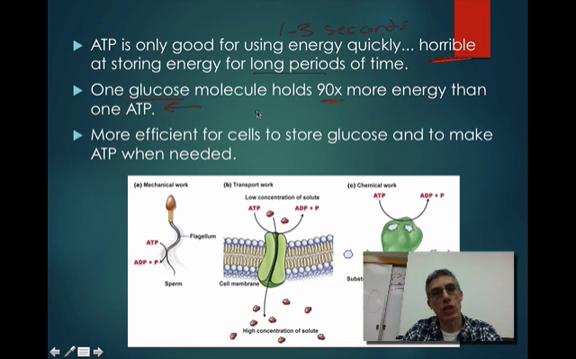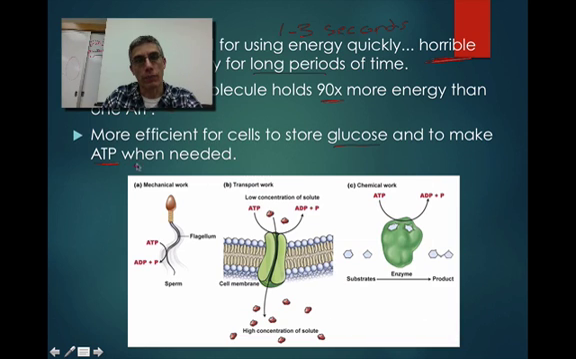Now you think back to chapter 2 when we talked about the macromolecules. The primary function for carbs, which glucose is a type of carb, is to provide energy for the organism. So it's more efficient for cells to store energy as glucose and only make the ATP when it's absolutely necessary. Now there's 3 different examples below that show how that ATP is going to be used.